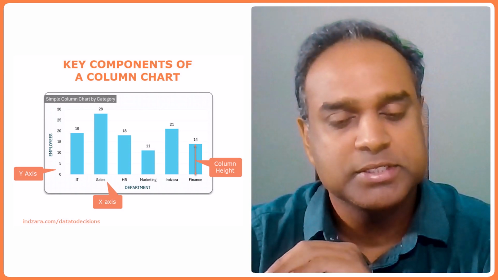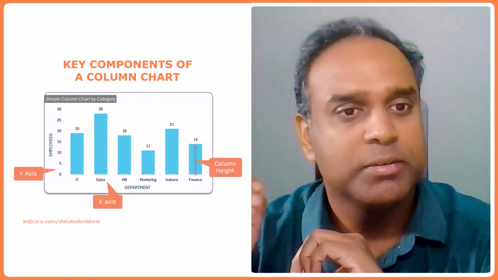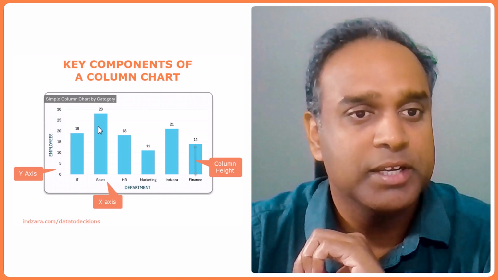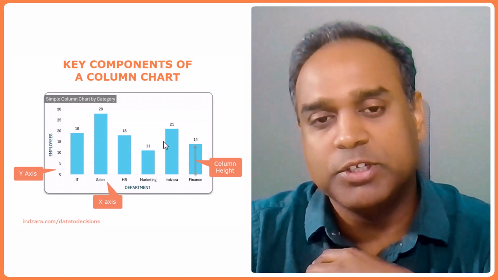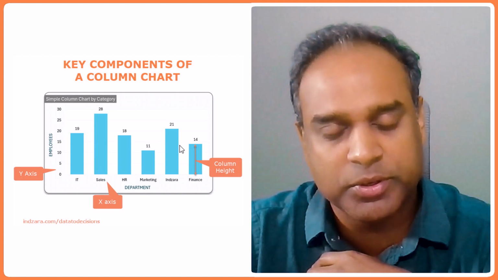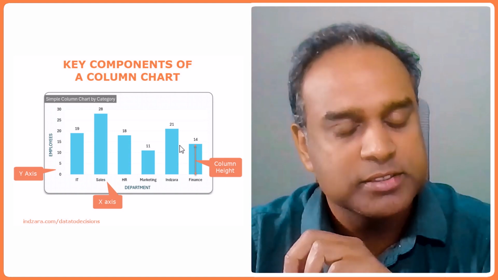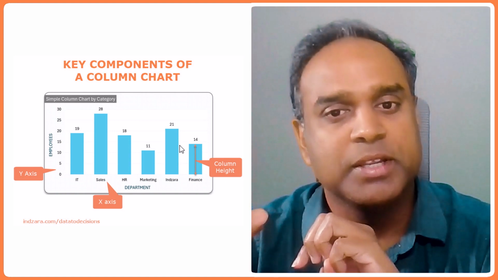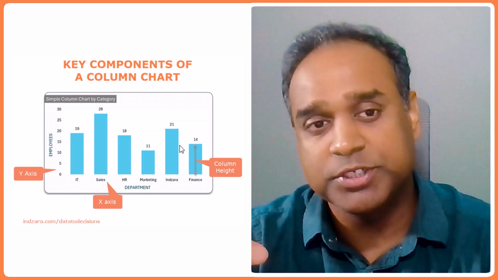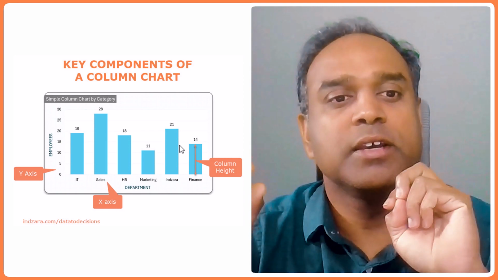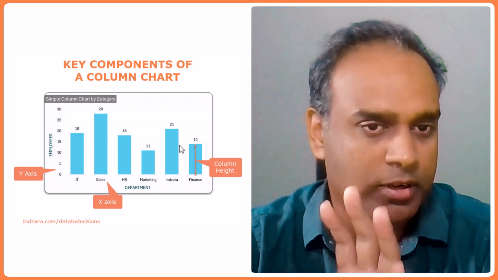The column height represents the proportional. For example, the finance department has 14 employees, and then the sales department has 28. You can see that the height of the sales department column is roughly twice, and that's because it's twice the number of employees. So not only the column height represents each of the department's number of employees, but also they are proportional, which means that the sales, which is twice in height compared to the finance. So this is basic understanding of a simple column chart.